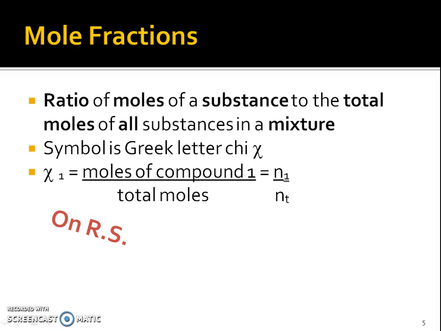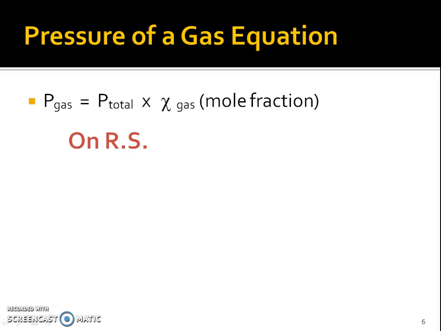Mole fraction. So moles of a component or moles of one compound over the total moles of all the compounds or elements in that mixture. Again, it's a mole ratio. So you should know this, and it's on your reference sheets as well. Pressure of a gas, this is just a different equation. So pressure of a gas is going to equal the pressure total times that mole fraction. Again, this is on your reference sheet.